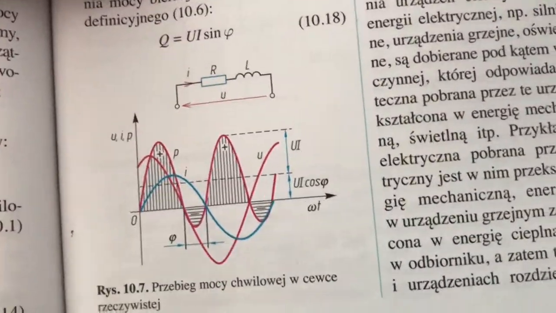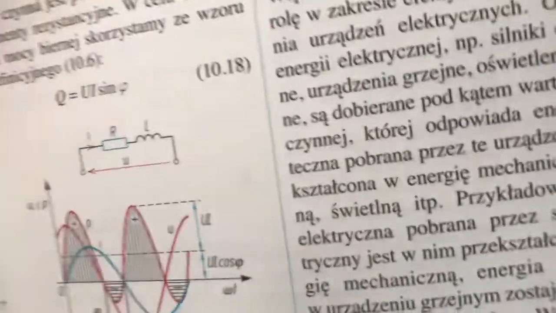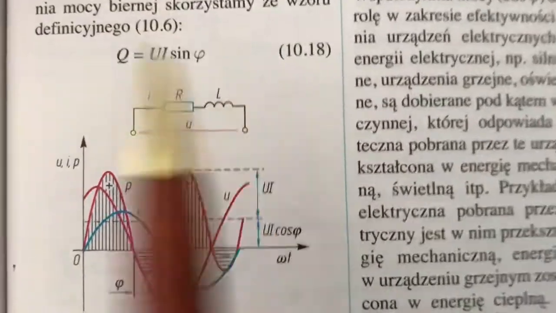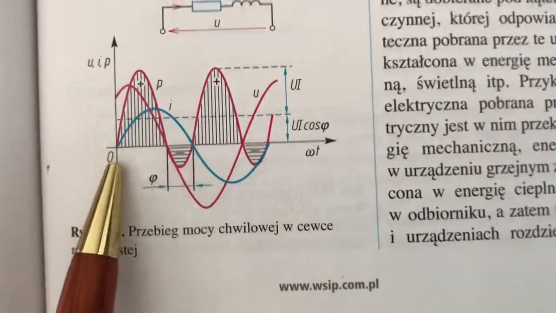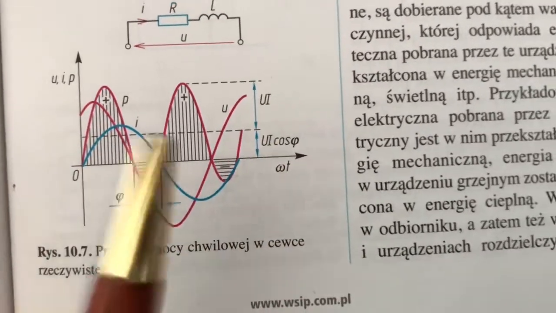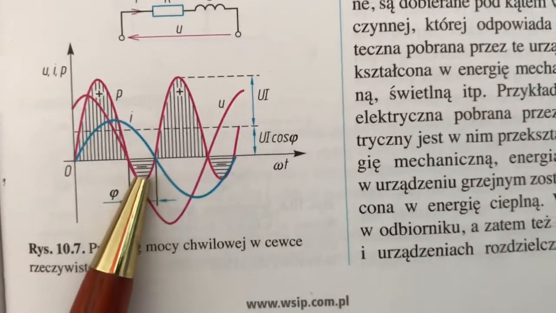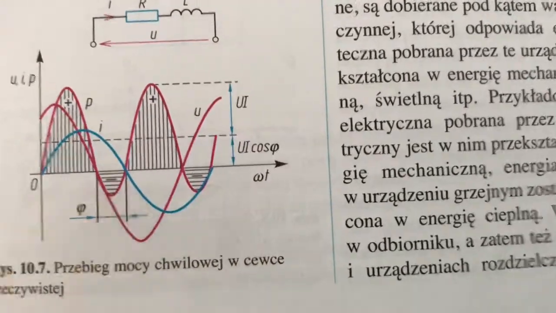Here we have the waveform, how it will look like. So we have a resistor, inductor, voltage across it, and current through it. And as you can see, the phase shifts and everything shows us that here we've got a small amount of the power returned to the source, to the transmission line.